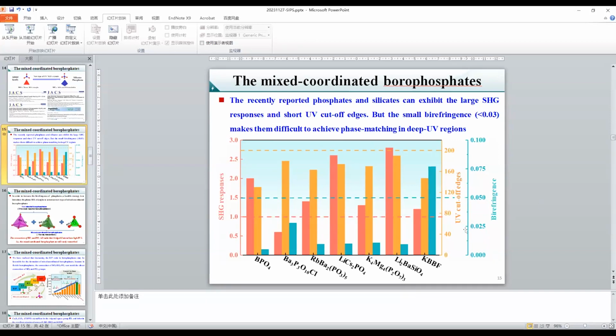But for the birefringence, we can see for all of these materials, it's smaller than 0.3. But for the deep UV, the birefringence should be larger than 0.05. So for all these materials, the birefringence is too small to support phase matching in the deep UV.